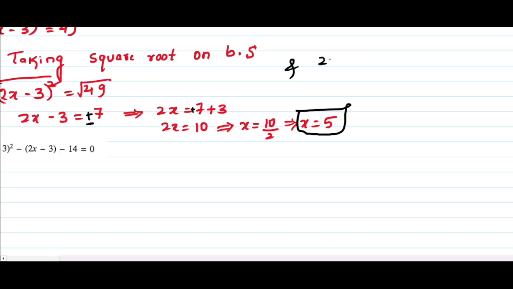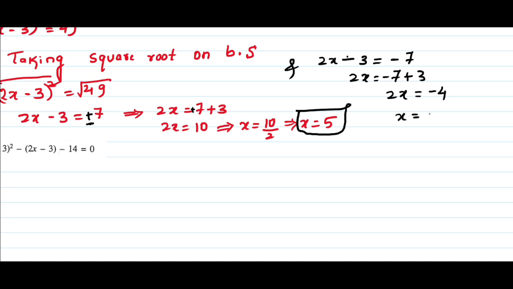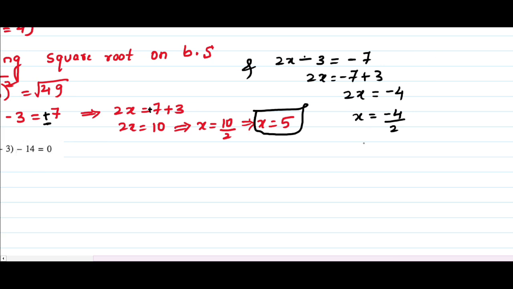So that is 2x minus 3 is equals to minus 7. So this will become 2x is equals to minus 7 and plus 3. 2x is equals to minus 4 and x is equals to minus 4 by 2, that is x is equals to minus 2. So here I have got the two answers, that is x is equals to 5 and x is equals to minus 2 are the two answers.